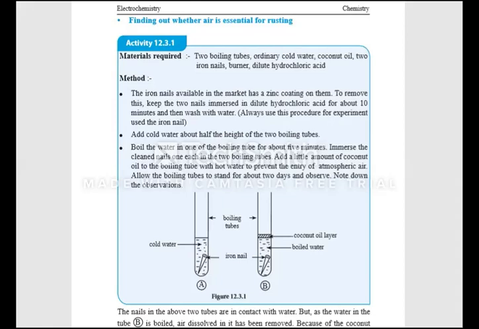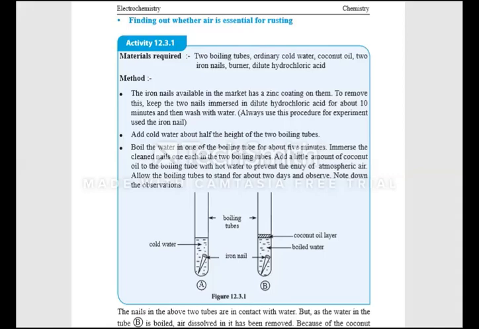As you have already learned, zinc is a reactive metal. Therefore, in the acid, zinc will oxidize to form zinc 2 plus aqueous ions, and the zinc coat will eventually be removed from the iron nail. After that, you have to wash it with water. This procedure has to be followed for every experiment in which we use iron nails brought from the market. After the iron nail is cleaned of its zinc coat, the first thing we have to do is add cold water to about half the height of the 2 boiling tubes.